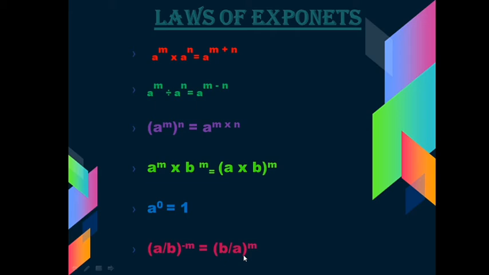Then the next, a raised to the power m divided by b raised to the power m equals to (a by b) whole raised to the power m. So here it is given bases are different, exponents are same, and it is given in the form of division. We can write it in this way only. When the exponents are same, that time we will take exponent as a common. So it will be (a divided by b) whole raised to the power m.